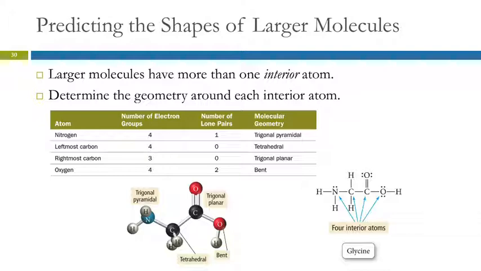When we have larger molecules, we have more than one interior atom. And what we do is we look at the geometry around each interior atom. So here's our Lewis structure, and we can look here. This nitrogen has 4 electron groups. That's tetrahedral electron geometry, but 1 lone pair, so that's a trigonal pyramid. Here we have 4 bonds. 4 electron groups is tetrahedral. No lone pairs, it stays tetrahedral. This carbon has 3 groups, trigonal planar. The oxygen has 4 groups, tetrahedral, but 2 lone pairs, so it's bent.